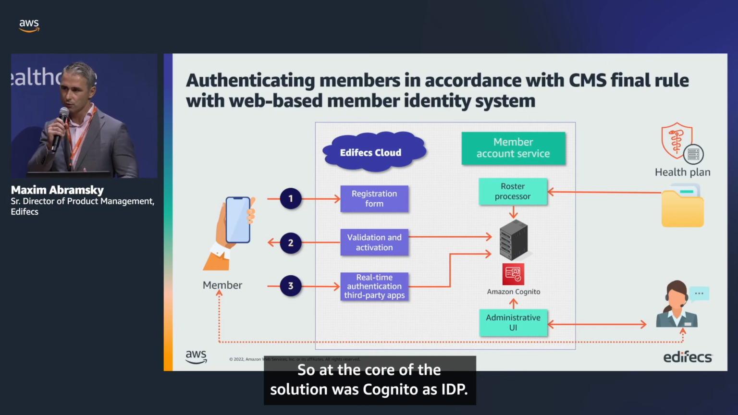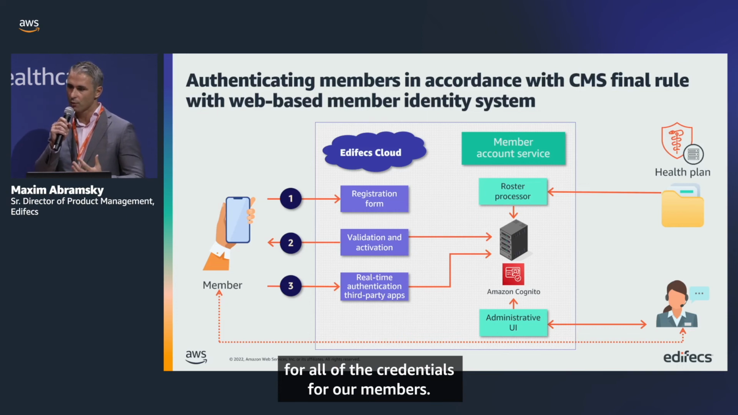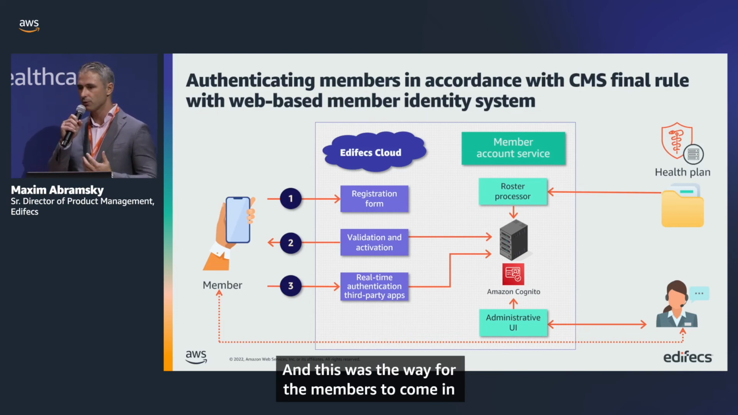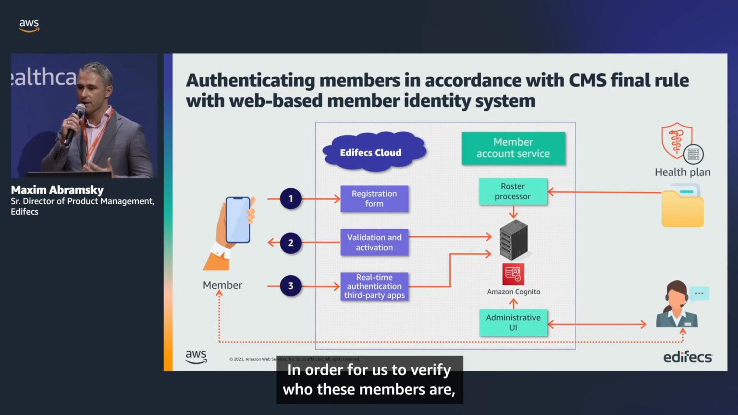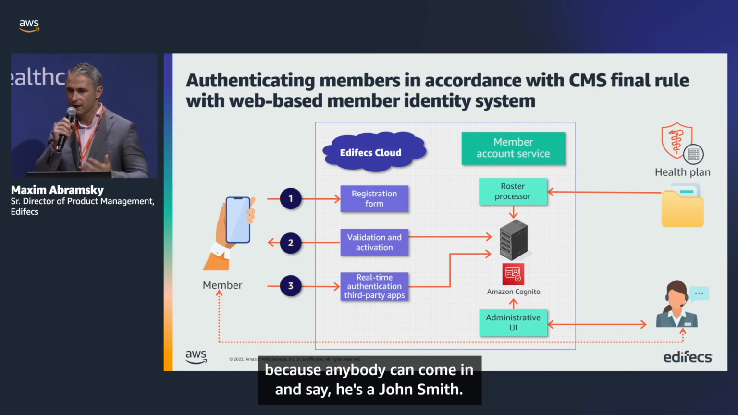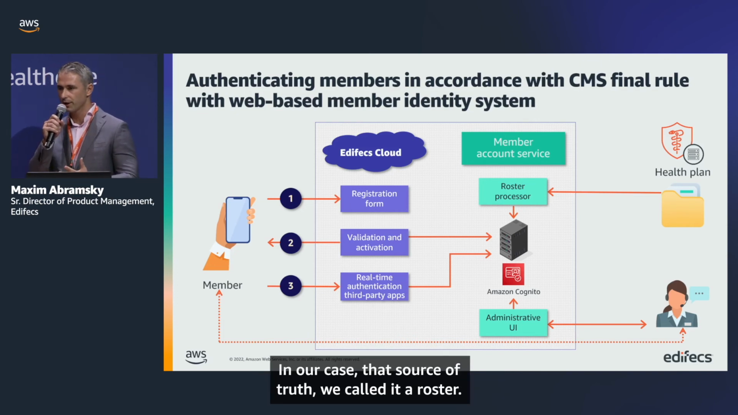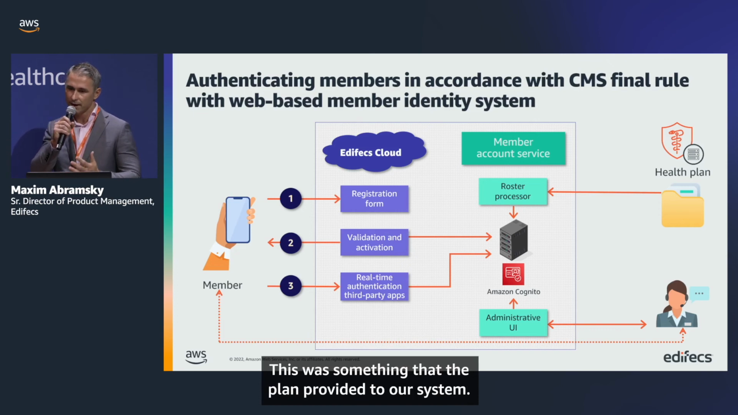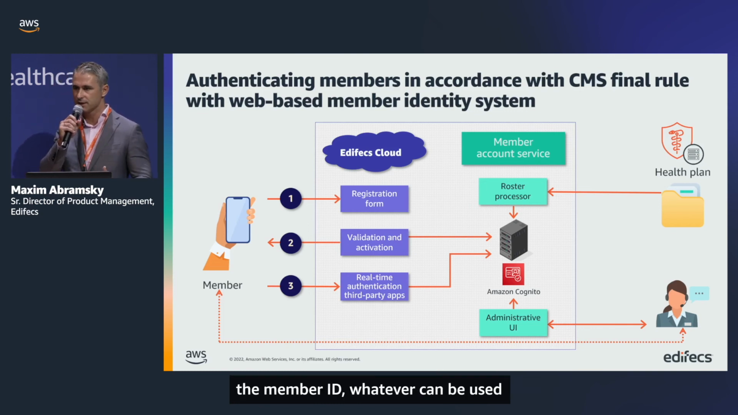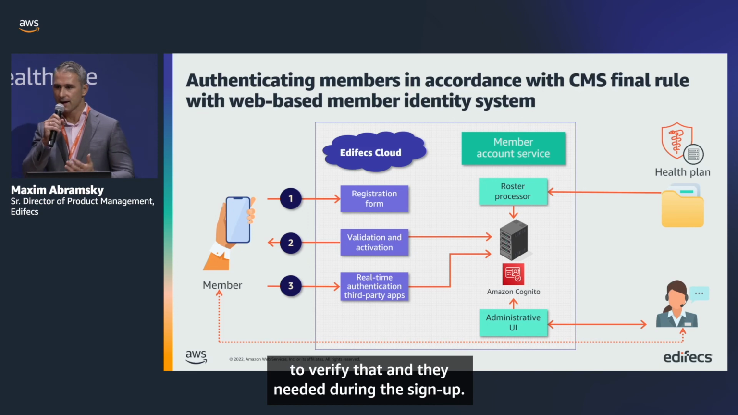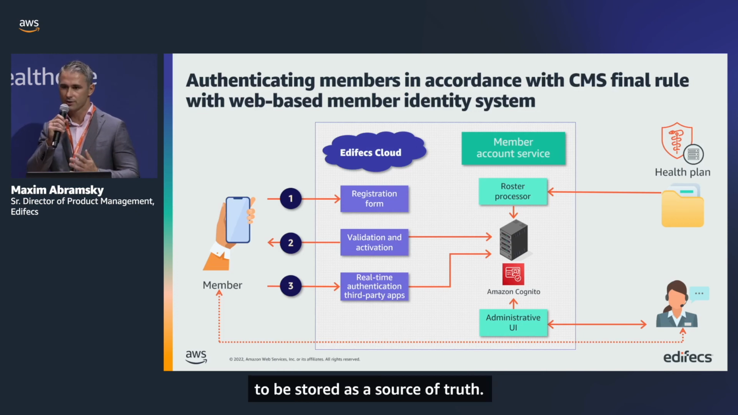So at the core of the solution was Cognito as IDP. That was the storage for all of the credentials for our members, and this was the way for the members to come in and provide the self-registration. In order for us to verify who these members are, because anybody can come in and say he's John Smith, we needed to have some source of truth. In our case, that source of truth, we called it a roster. This was something that the plan provided to our system. Anything from social security number, the address, the member ID, whatever can be used to verify the identity during the sign-up, and then that information went into Cognito to be stored as a source of truth.